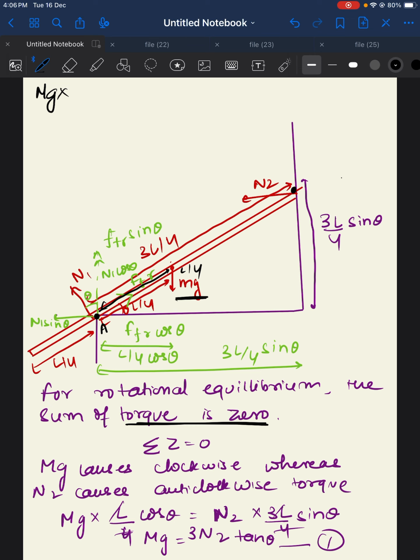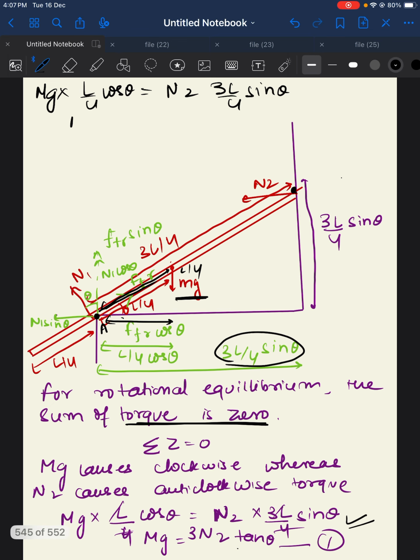This is L by 4, again theta. So this length will be L by 4 cos theta. So L by 4 cos theta equals to the next force, N2, and the distance. The rod length is 3L by 4, but the horizontal distance will be 3L by 4 sine theta. Like this we can equate it like we have done here, and net we will get mg equals to 3N2 tangent theta, right? This is what we have got from the rotational equilibrium.